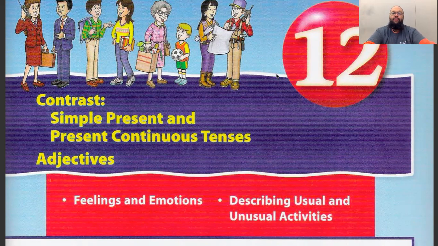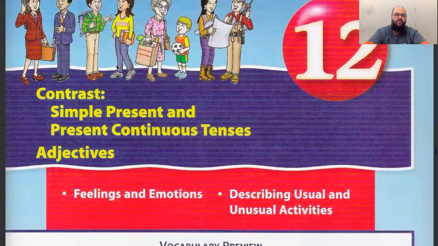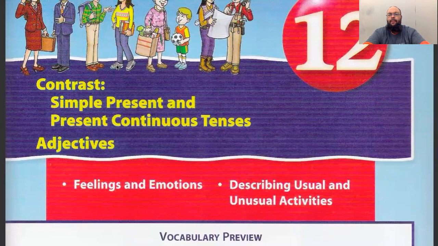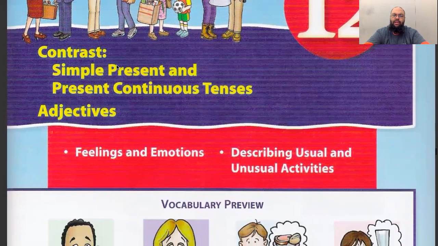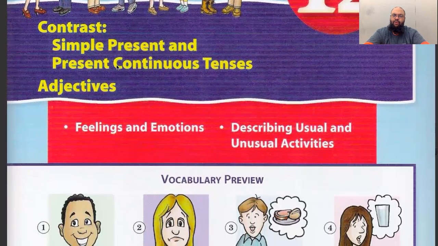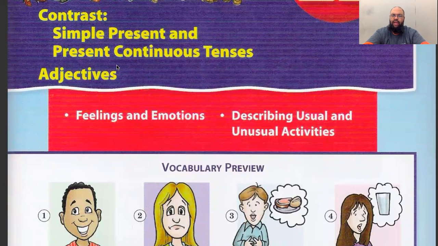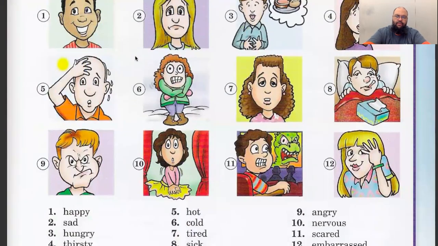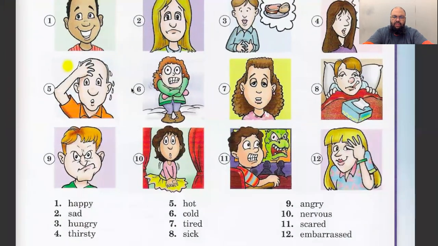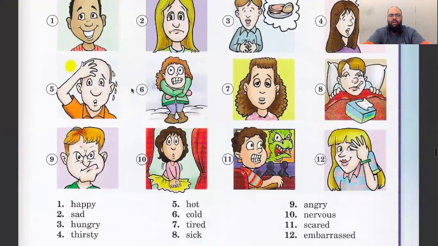Here we go. We're going to be learning about contrast and the difference between simple present and present continuous tenses. We have already discussed that earlier, but we're going to put it more into practice, as well as looking at different adjectives. We're going to be discussing feelings and emotions, as well as describing usual and unusual activities. So here we go. Please repeat after me. A little smaller so you can see.